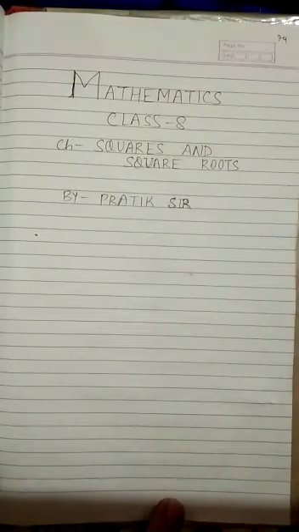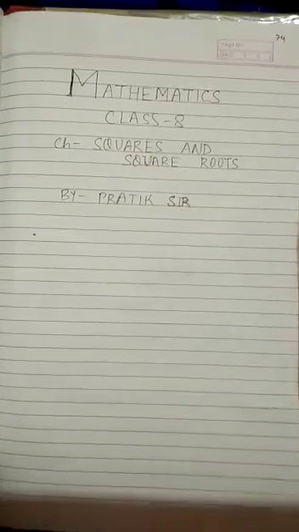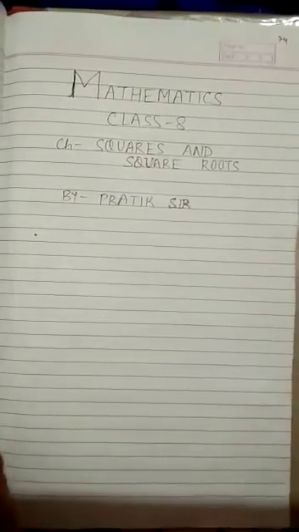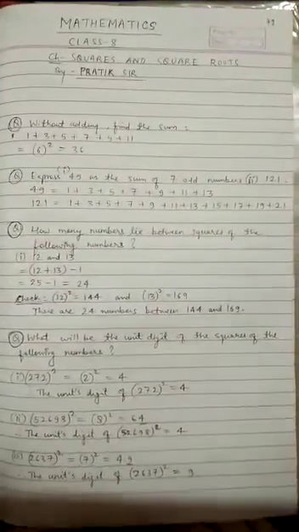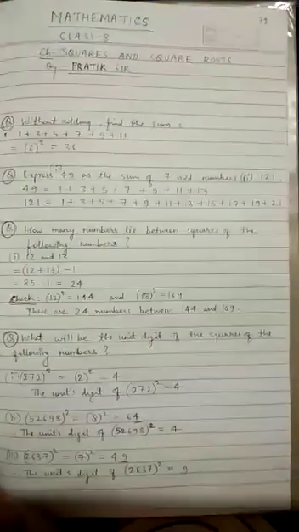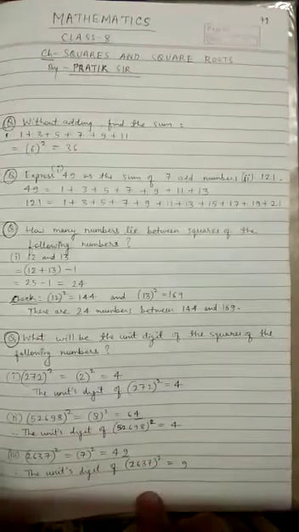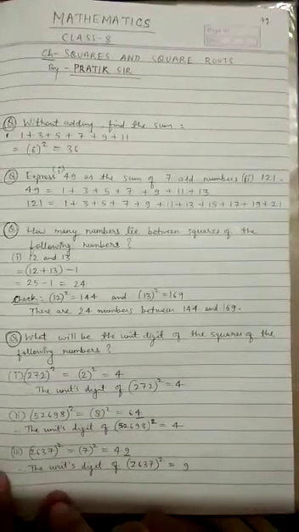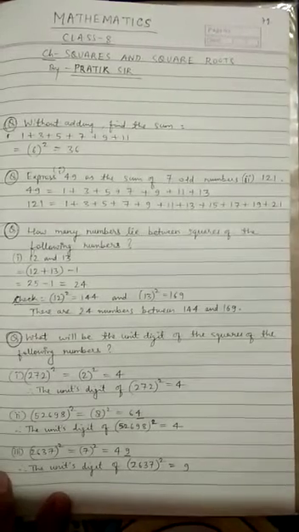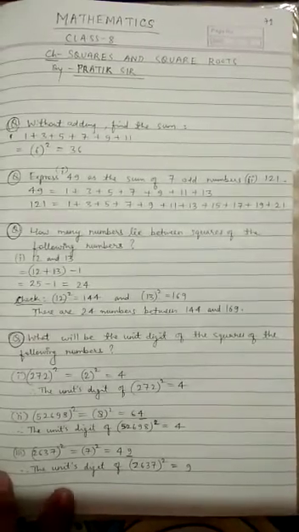Today I am explaining some questions related to the chapter Squares and Square Roots. See, question number 1 is: without adding, find the sum of 1 plus 3 plus 5 plus 7 plus 9 plus 11.